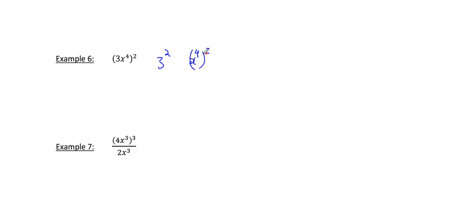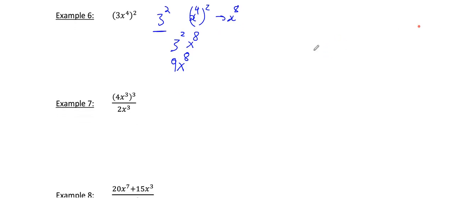Now on this x to the power of 4, all you have to do is multiply the 4 and the 2 together, making that x to the power of 8. So the answer is 3 squared x to the 8. And we know that 3 squared is 9, so the final answer is 9x to the 8.